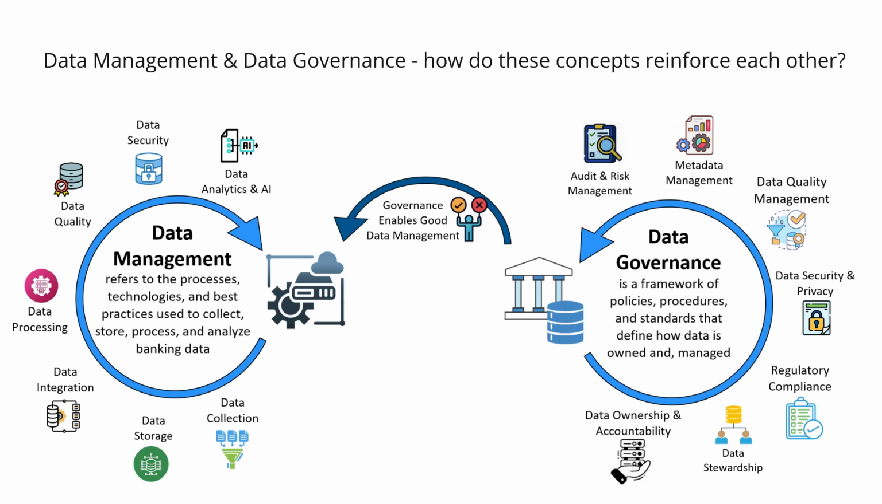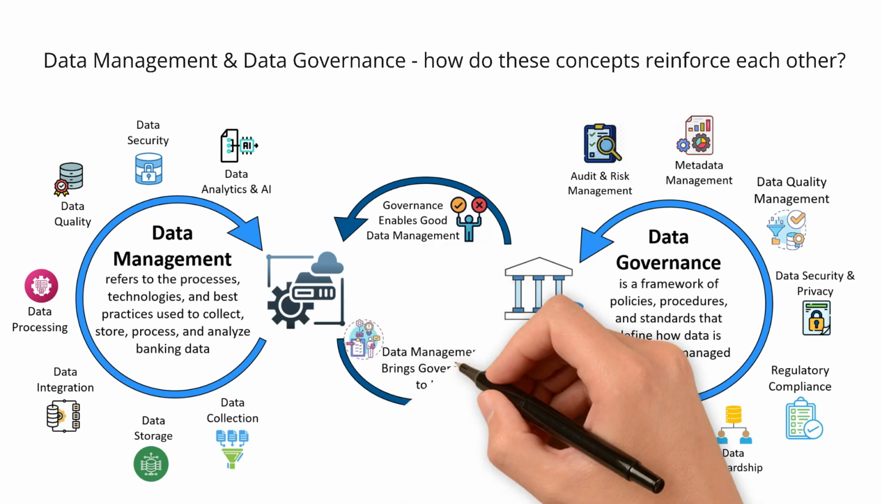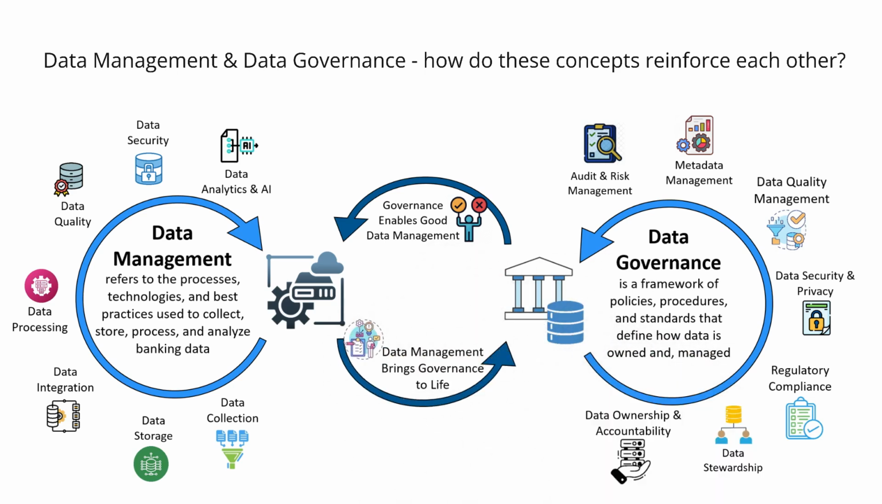But of course, it also goes into the other direction. Data management brings governance to life. Governance rules are only impactful when they are enforced by data management processes. Data cleansing and validation tools enforce quality rules. Data integration pipelines apply lineage and traceability. Access controls and encryption implement privacy policies. Governance is the blueprint, but data management is the construction view.